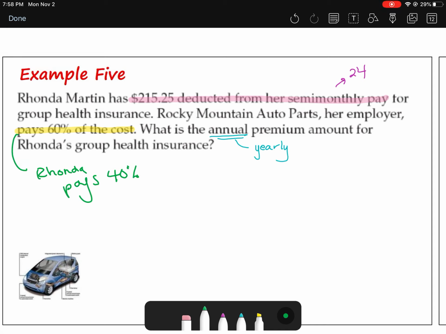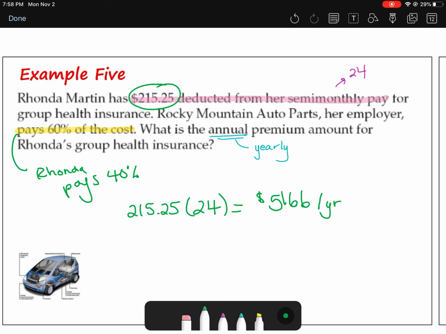So I need to do yearly. Well, she has $215.25 deducted per paycheck. So I'm going to take $215.25, and to get how much she's deducted yearly, I'm going to times it by the pay period. So again, she's paid semi-monthly, which is 24 paychecks. So per year, that is $5,166 per year.